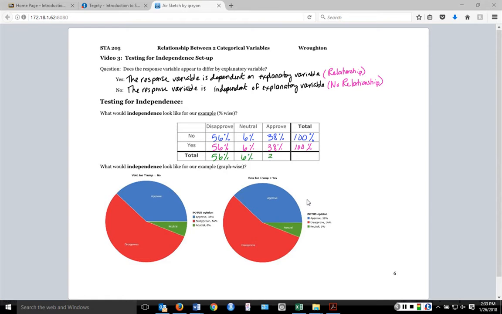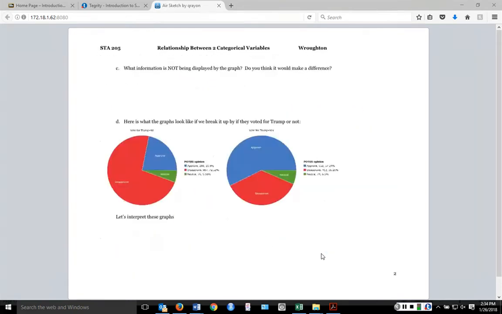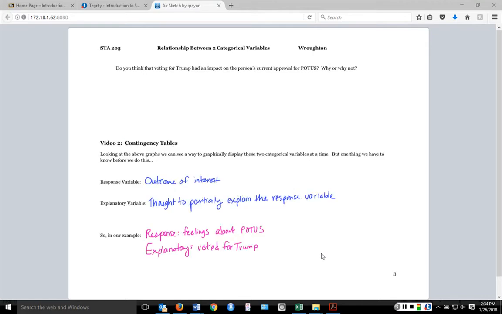So then a graphical idea of what independence looks like is that your pie charts will look exactly the same, whether you didn't vote for Trump or whether you did. The same percent approved, the same percent disapproved, and the same percent were neutral. So there'd be no visual difference in your pie charts if they're independent. So going back and then looking at our pie charts, do they appear to be very visually different? That's sort of what we're going to be testing here, is how different are our pie charts.